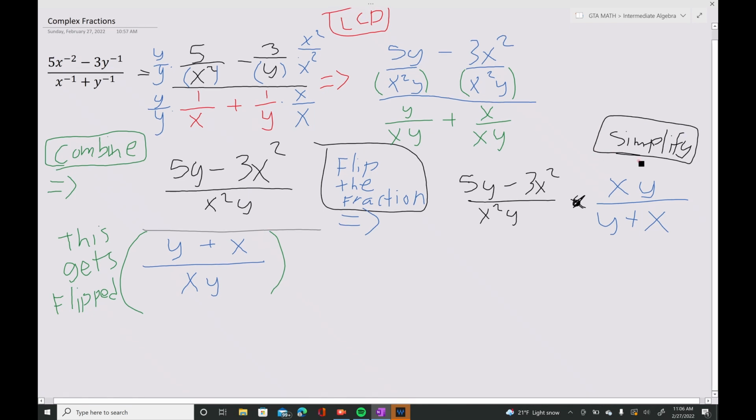So we're going to simplify this. One thing I notice is I see an x here and here. And I see a y here and here. So whenever you're simplifying fractions, you can divide the top and bottom. Since I know this is x to the first power, this is y to the first power, this is x squared right here, and this is y to the first power, if I divided an x out of both of these, it'd just be one x on the bottom.